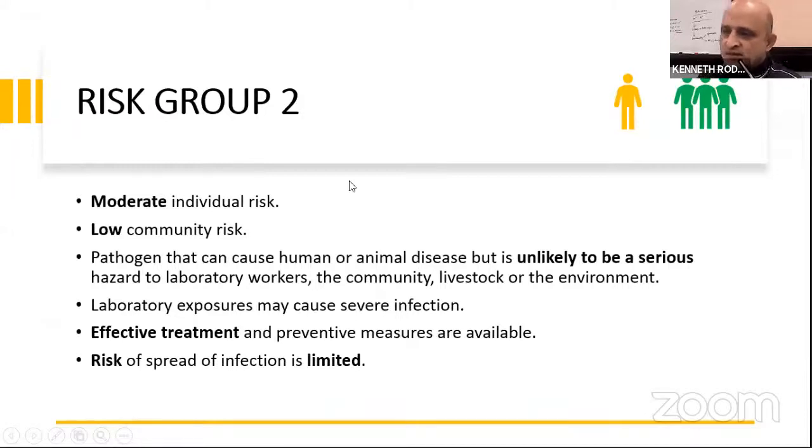So if you have a breach of containment with respect to risk group two, you can identify the individuals and contain those individuals, or basically quarantine them.